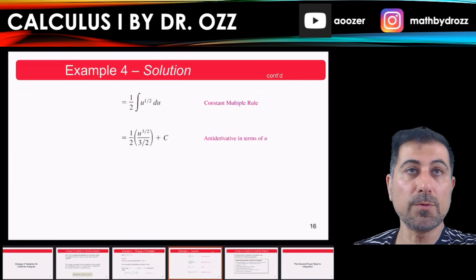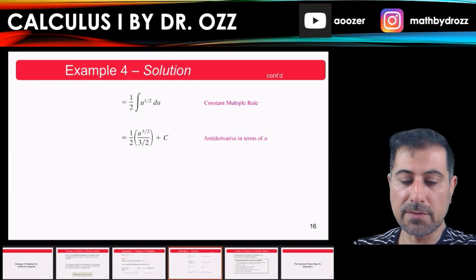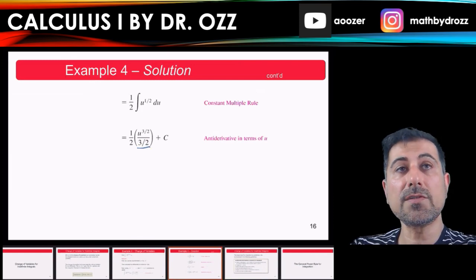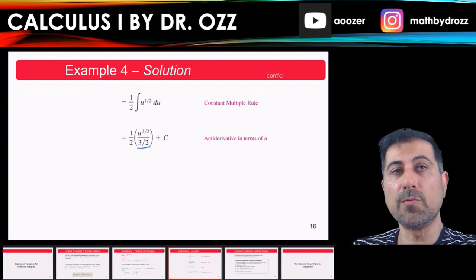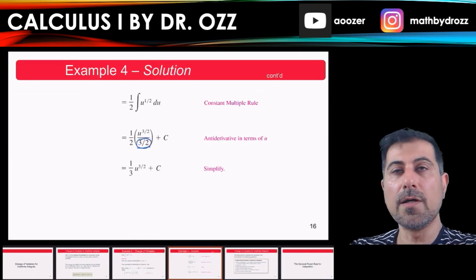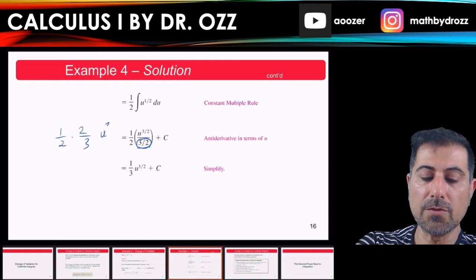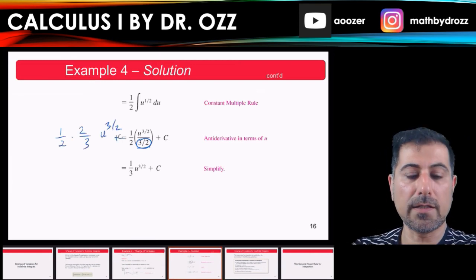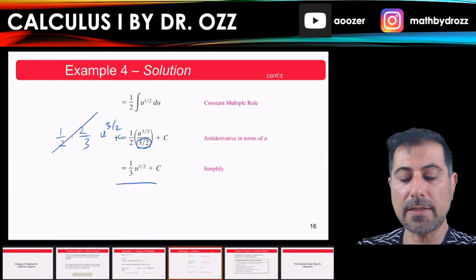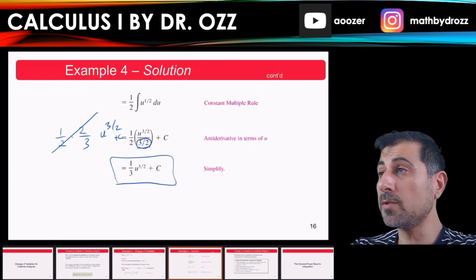And here we go. After we pulled out 1/2, we used the power rule for integration, and it turned out to be u to the 3/2 divided by 3/2 for the antiderivative of u to the 1/2. And we can simplify this further, just flip this number over, so it becomes 2/3, and you have 1/2 times 2/3 times u to the 3/2 plus C, and then the 2's cancel, and then you get down to 1/3 times u to the 3/2 plus C.